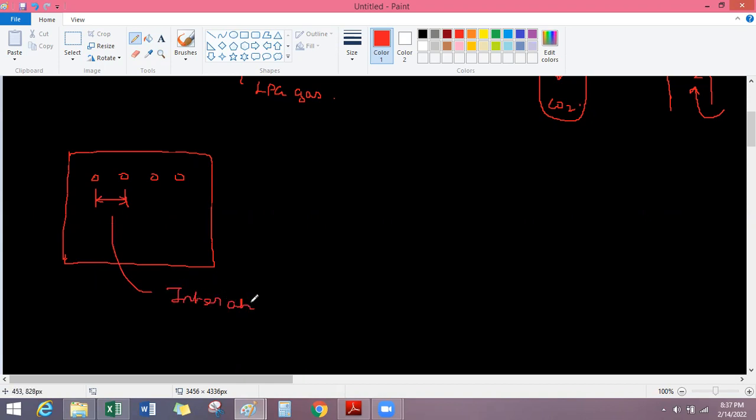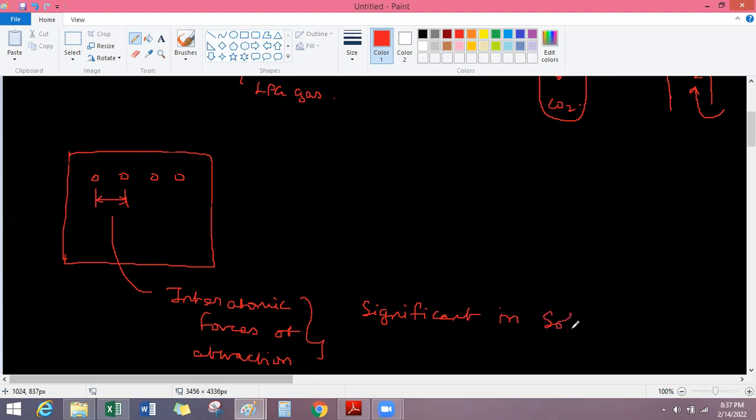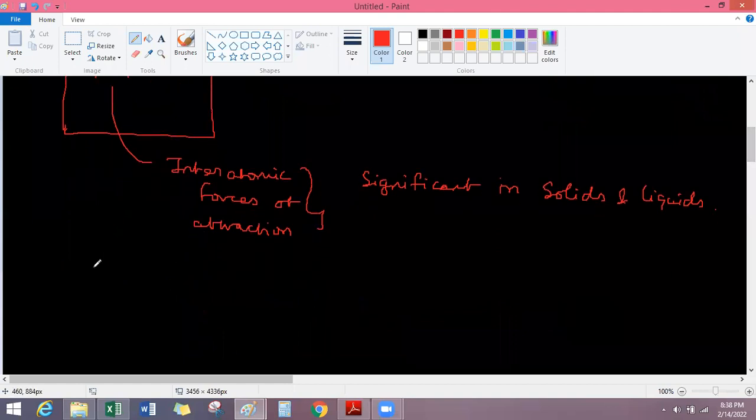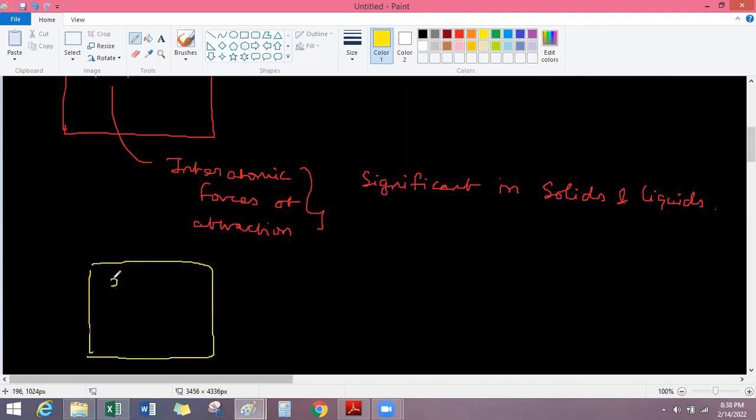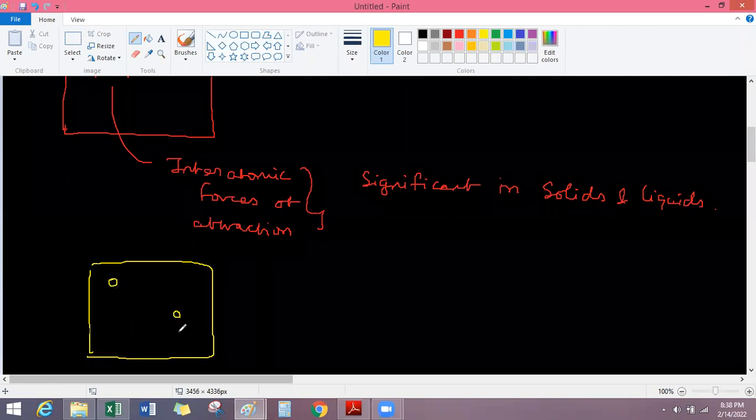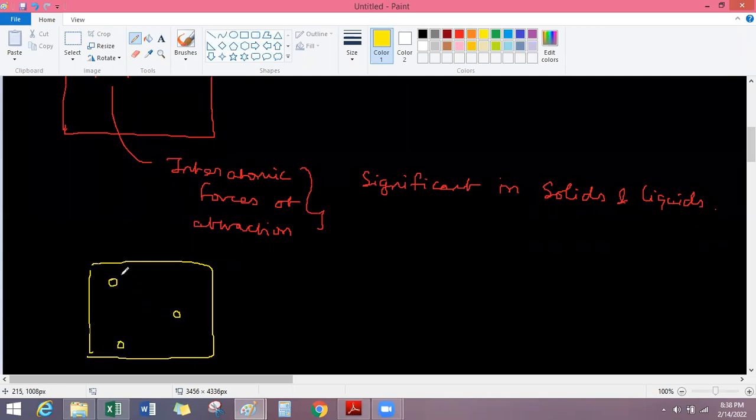So take it down. Interatomic forces of attraction or repulsion are significant in solids and liquids. But if you take gaseous molecules, they can be neglected to zero. So you have one molecule here, one molecule here. So the interatomic spacing is very high.